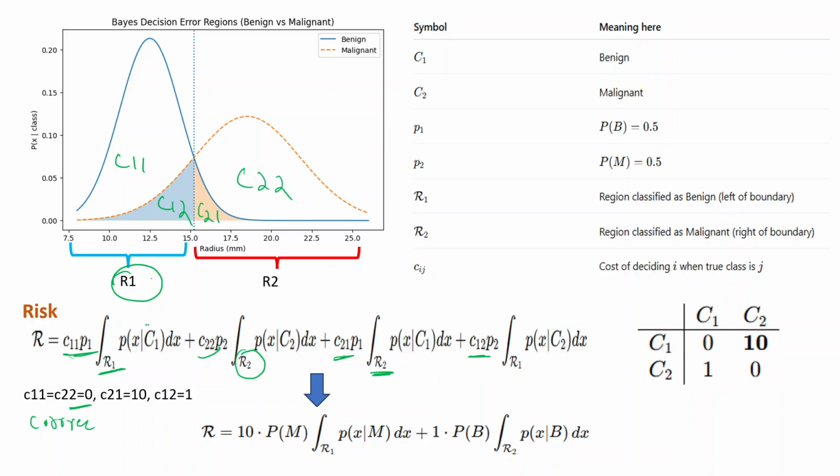Then these terms, C11 and then C22, are going to get invalidated. And then if we take C21 as 10, that is this one here, C21 as 10, and then C12 as 1, which is going to get simplified to this one. Now, the final risk is only with respect to these two terms, which is going to.